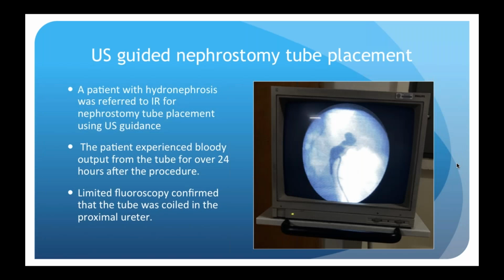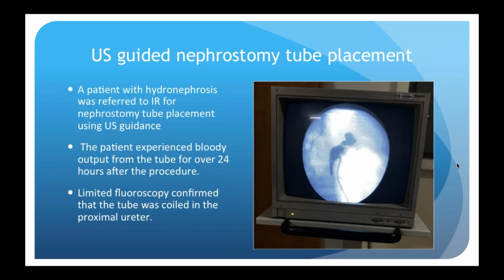So here's an example of a case that we did where fluoroscopy would have been obviously helpful in order to place this tube. This was a patient with hydronephrosis that was referred to IR for a nephrostomy tube placement using ultrasound guidance. So we actually placed the tube under ultrasound. It's tough to see exactly where the tube is terminating using just ultrasound, especially depending on body habitus and certain things like that.